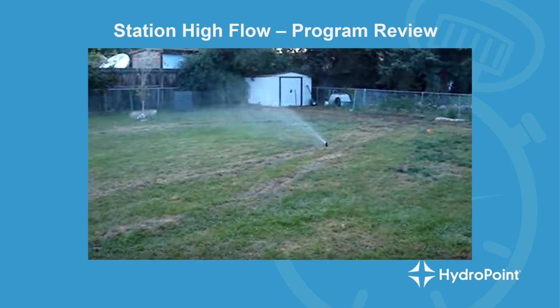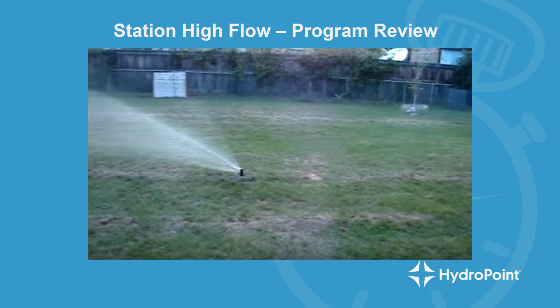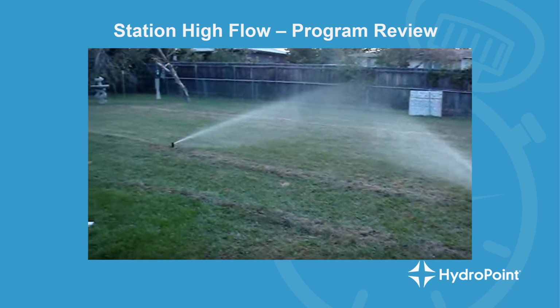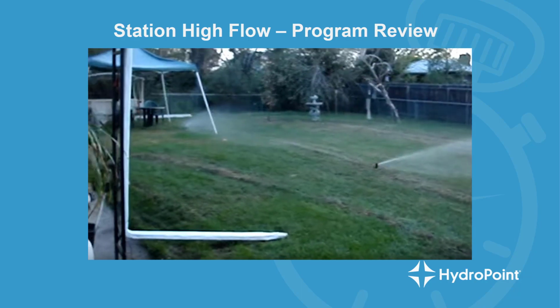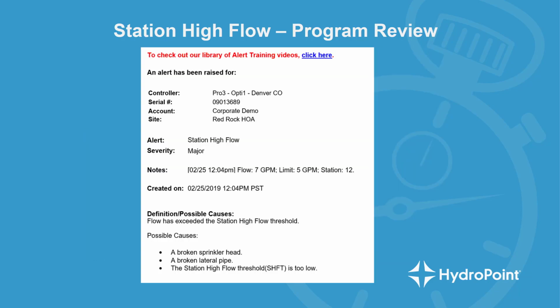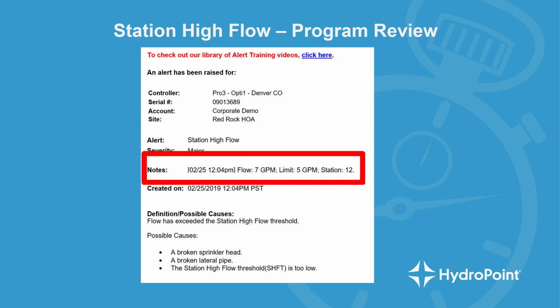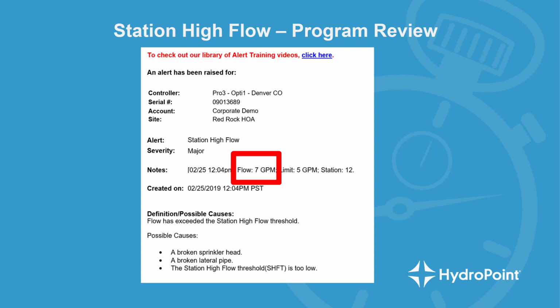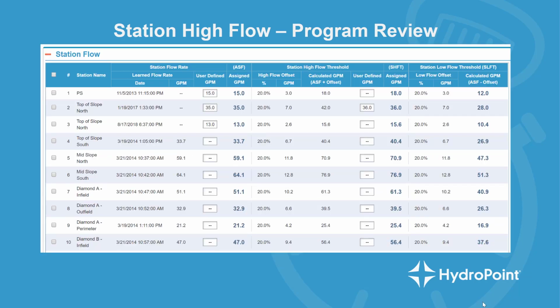So if you get a station high flow alert that fits this description, first, go out and verify that nothing is broken. Once your system passes inspection and we know that it's a programming issue, take that alert notification to the program page of your WeatherTRAK.net account. In your alert notification, you'll find the value of the measured flow that prompted this alert. And here in the station flow section, take that value and plug it in as your user-defined assigned station flow value. Doing this will tell the program what to expect during normal irrigation and avoid having this alert raise again without an actual system break.